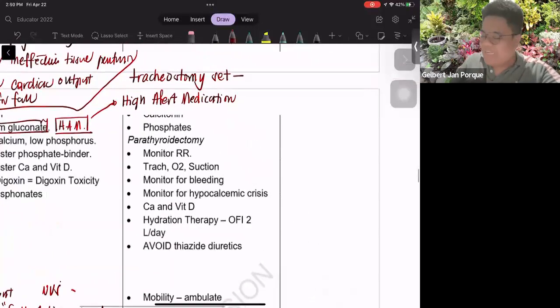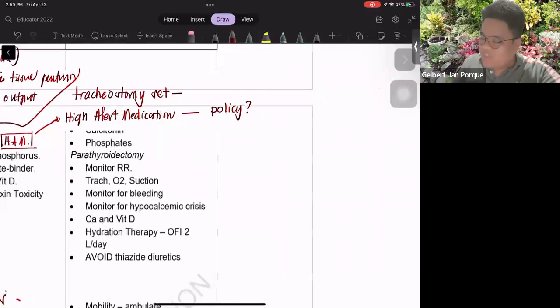So as I mentioned in our previous lecture class, when you're giving your calcium gluconate, you need first to check with your hospital policy if your hospital allows it. There are hospitals that would not allow nurses to have calcium gluconate administration. Other than that, students, you need to have a cardiac monitor on standby.